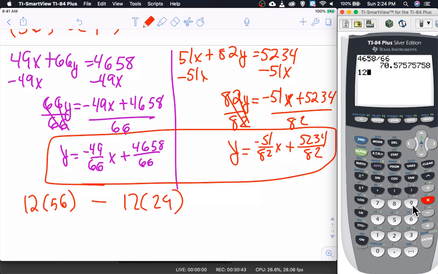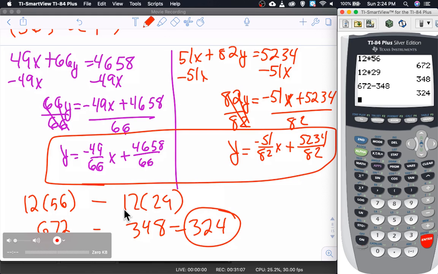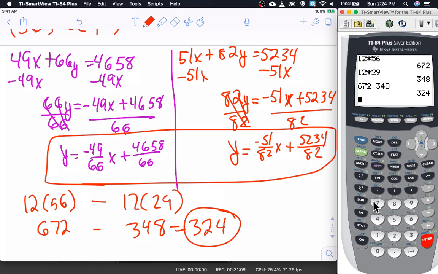So 12 times the $56 is 672. 12 times the $29 is 348. So the difference in those prices, 672 minus 348, is a difference of $324 between 12 balcony versus 12 general admission tickets.